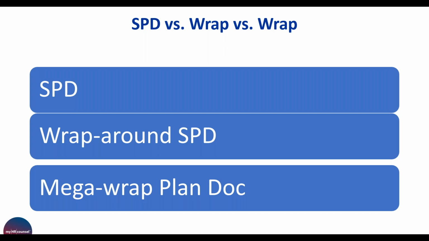Well, if you use a mega wrap where you wrapped all your plans, all your benefits into one singular plan, you only have to file 1 5500, which makes things a little bit easier on the compliance end.